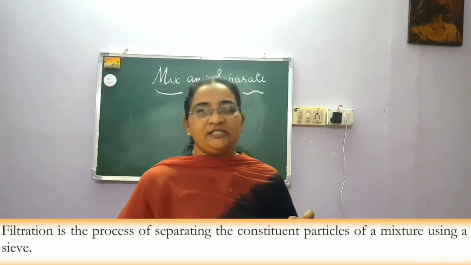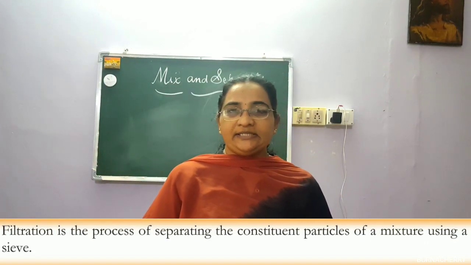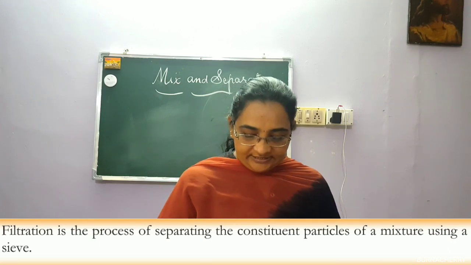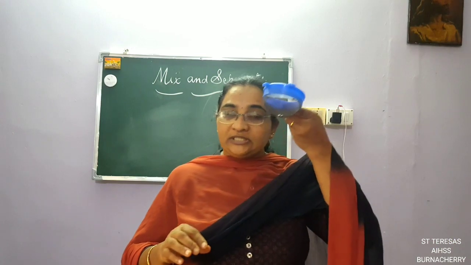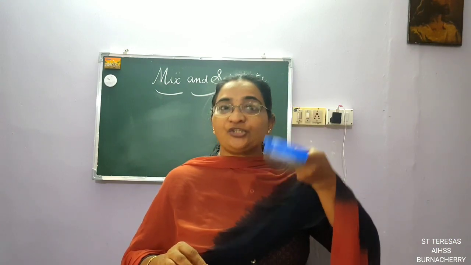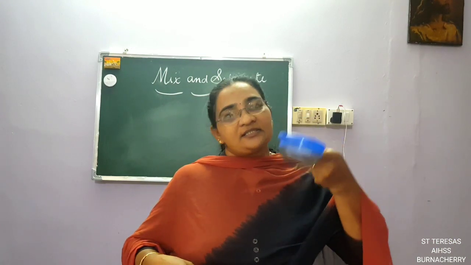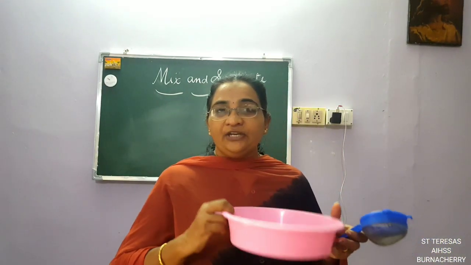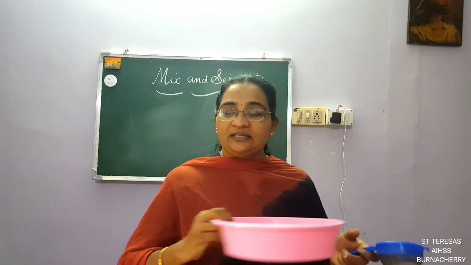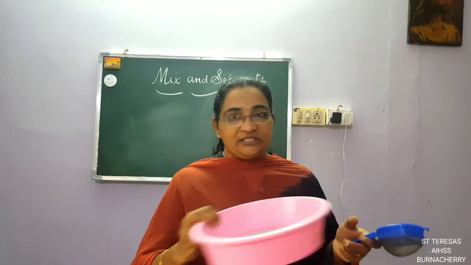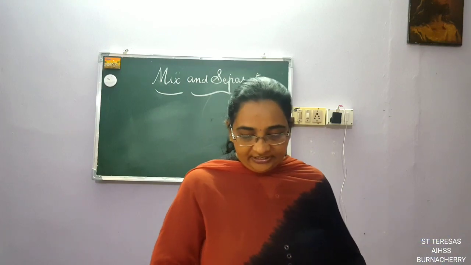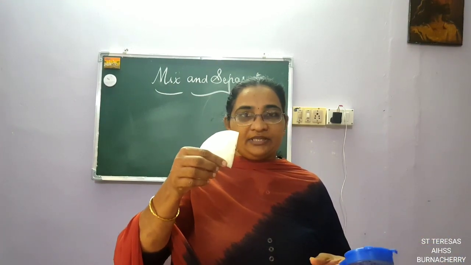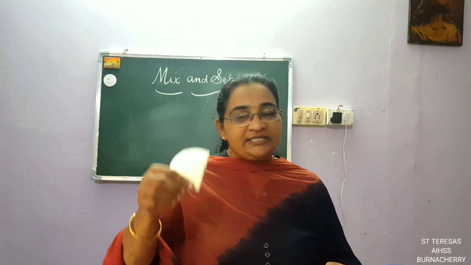So filtration is the process of separating the constituent particles of a mixture using a sieve. So when you use this sieve strainer to strain tea, it is called as filtration. When you use the sieve to strain rice powder, this is also called as filtration. Now this is also another type of sieve. Okay, filter paper is another type of sieve.